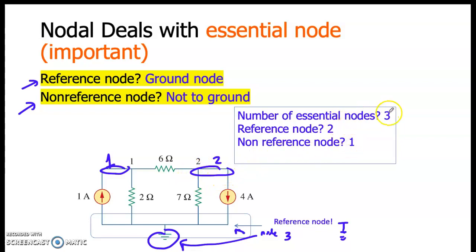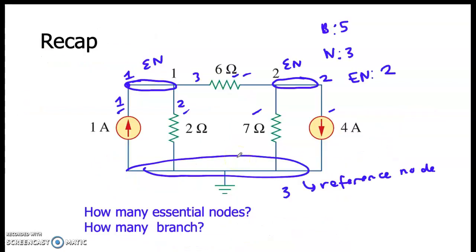So it asks here how many. Number of essential nodes, we have 1, 2, and 3. So we have 3 essential nodes. How many reference nodes? 1 and 2. 2 reference nodes. How many reference nodes? So this one is wrong actually. How many reference nodes? We have only 1 reference node. How many non-reference nodes? We have 2 non-reference nodes.